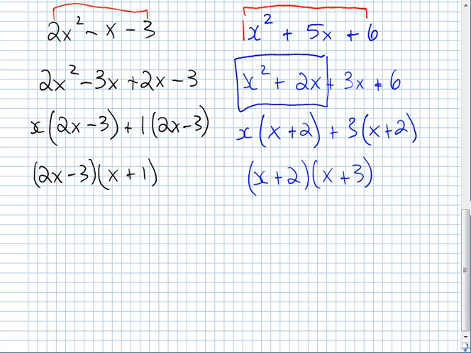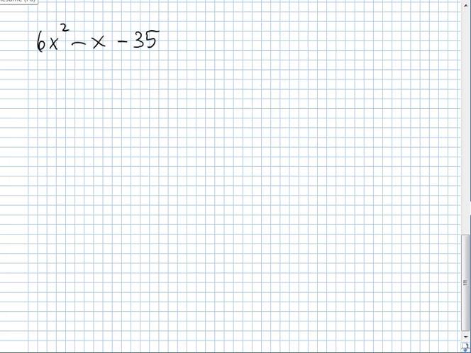Okay, and that method works every time the first time, which is why I like it the most, but I'll show you a shortcut later. For now though, let's just do another example or two.